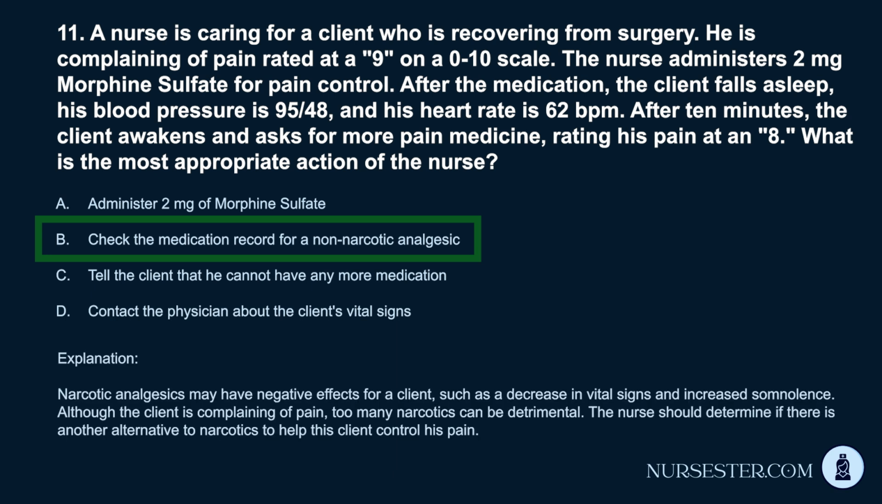Narcotic analgesics may have negative effects for a client, such as a decrease in vital signs and increased somnolence. Although the client is complaining of pain, too many narcotics can be detrimental. The nurse should determine if there is another alternative to narcotics to help this client control his pain.